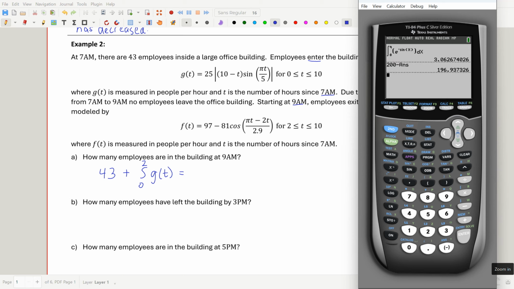So I'm going to do 43 plus the integral. Where's that at? Alpha f2. No, that's f of t. Right? I mean, they're labeled up here. Alpha f4. So I'm going to go 0 to 2. I'm going to put alpha y1 and dx.